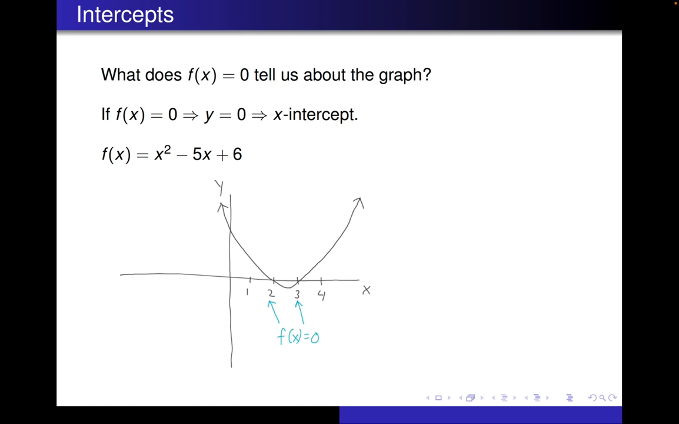Now we know it has this shape because it opens up. It's a quadratic function where the leading coefficient is 1, so it's going to open up and it's going to hit x equals 2 and x equals 3, and that means the vertex is probably halfway between there, at x is probably 2.5, and that's what our graph looks like.